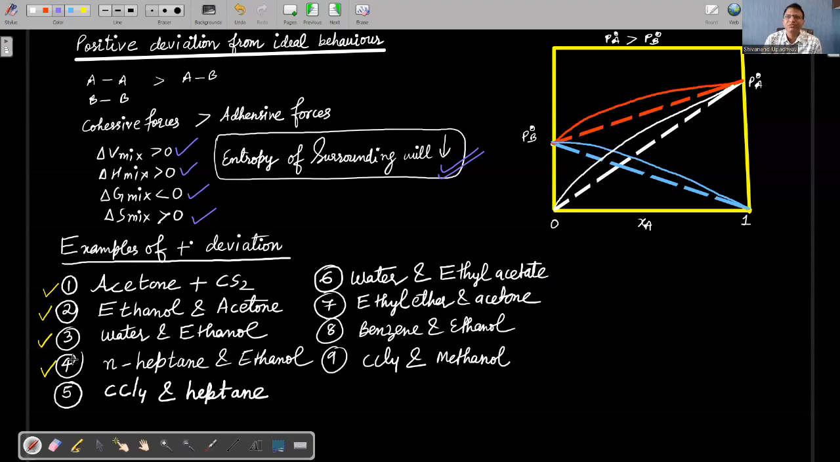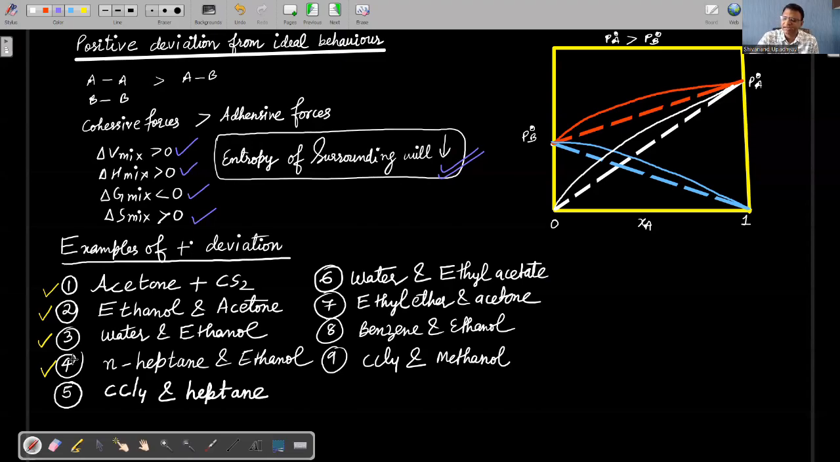And don't apply some logic, there is no logic, because theoretically there are many factors, and which factor will dominate, we don't know. So it's better to put your energy into memorizing these examples for positive deviation. Don't make some logic, your logic will fail. After a long experience, I am saying that mug up before the exam. And these 4 are very important. They are given in NCERT, and many times they have been asked in exams.